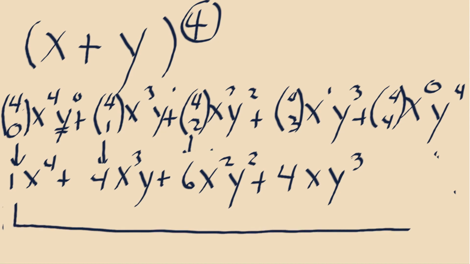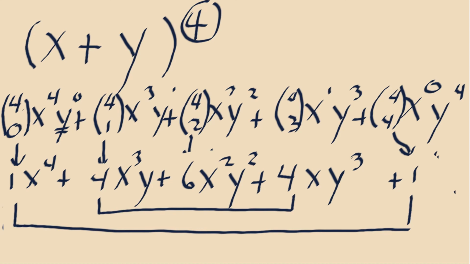Okay, now there's also a symmetry here. So the first and the last coefficients, we expect them to be the same number. So it's gonna be 1 over here. I'll show you how you get the 1. And this 4 is gonna be equal to that 4. And our middle coefficient is 6.